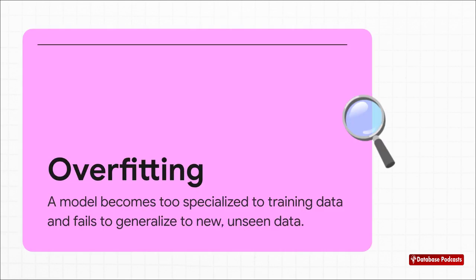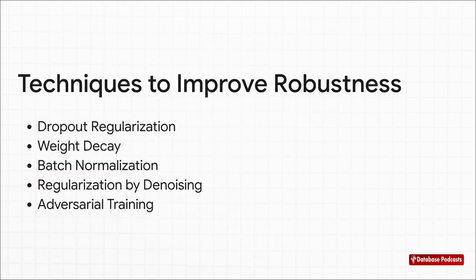Well, this problem is called overfitting. It's when the model gets so good at the specific training data that it completely fails when it sees anything even slightly different. It's like a student who memorizes every question on the practice test, but then can't solve a single new problem on the actual exam. The good news is we have a whole toolkit to fight this.